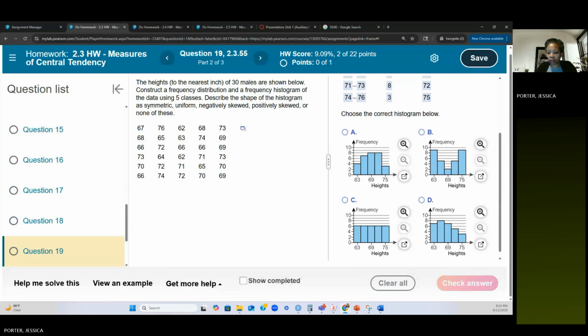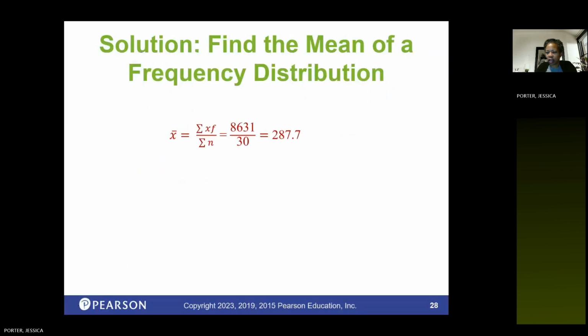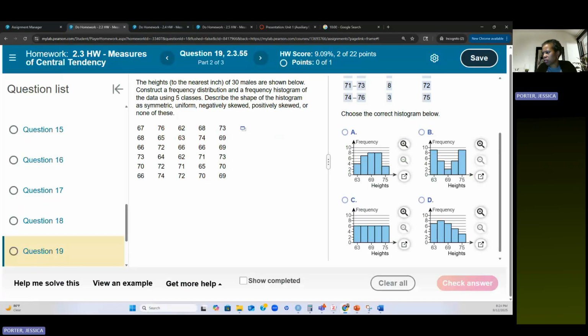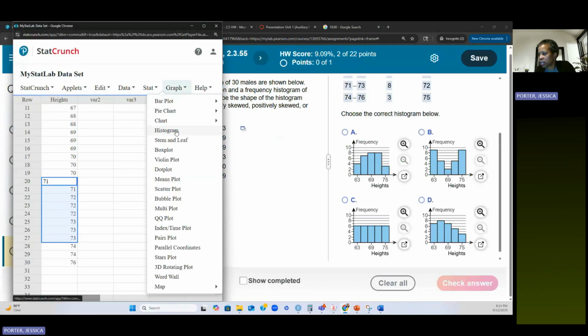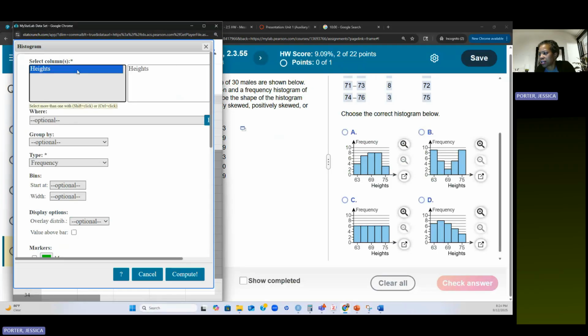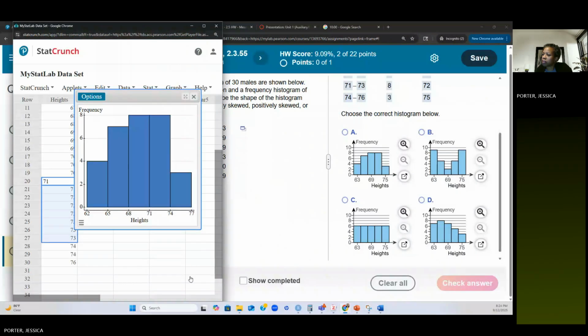But I think, let me get my steps. Histogram, bins. Let's go look at this graph. Histogram, heights, and bins. We're going to start at 62, and the width is 3. This is how we graph these particular problems in Compute. So you can kind of see it does match back to A.